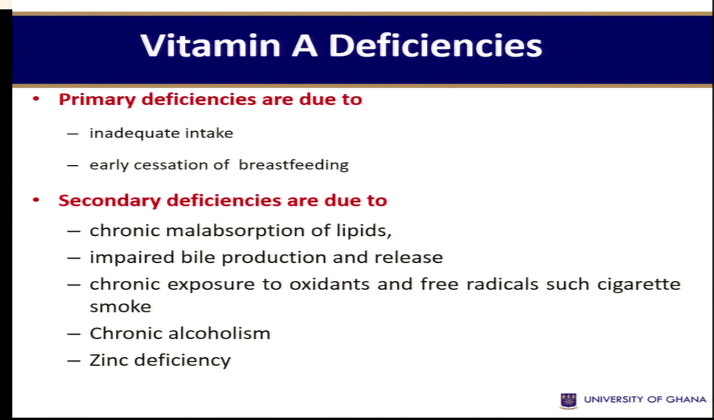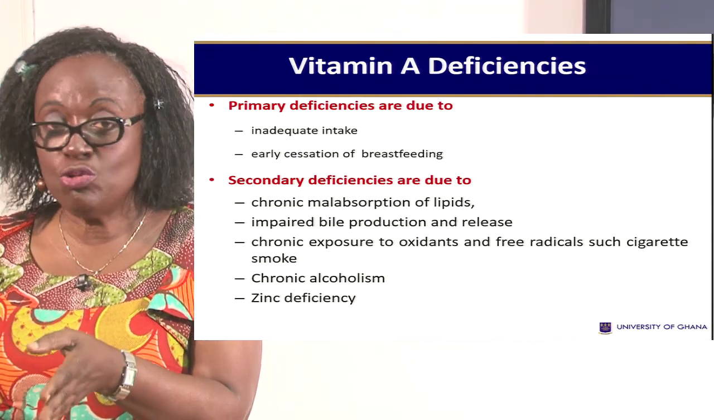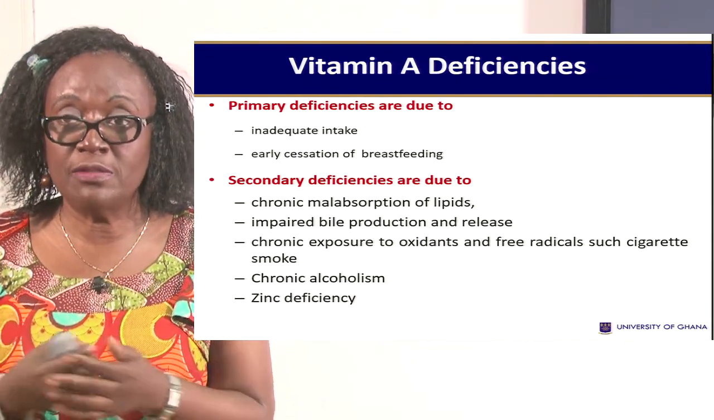And then with infections as well. Primary deficiencies are due to inadequate intake. Yes, when we refuse to eat the greens. Yes, when we overcook the vegetables, especially kontomire. If we cook and then the color changes from green to brown, we've destroyed all the vitamin A in it.